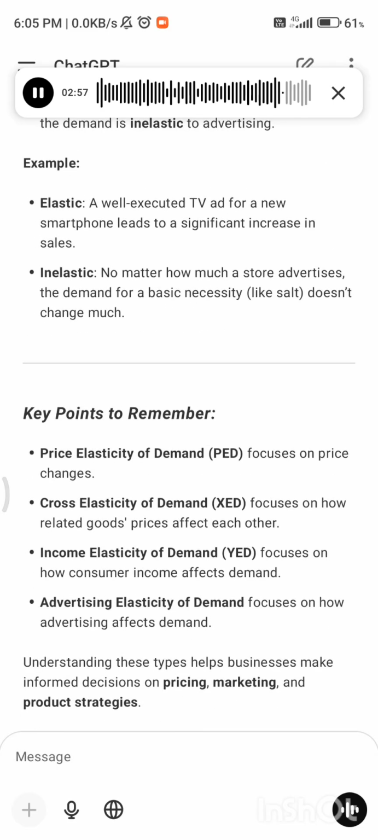Key points to remember. Price elasticity of demand focuses on price changes. Cross-elasticity of demand, XED, focuses on how related goods' prices affect each other. Income elasticity of demand focuses on how consumer income affects demand. Advertising elasticity of demand focuses on how advertising affects demand. Understanding these types helps businesses make informed decisions on pricing, marketing, and product strategies.